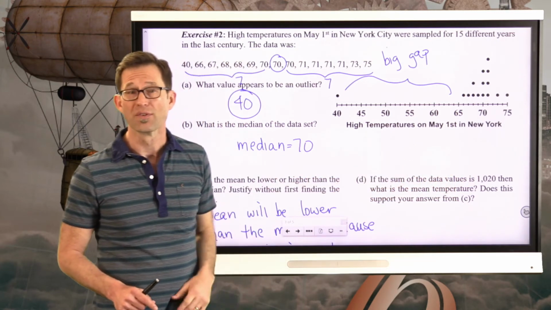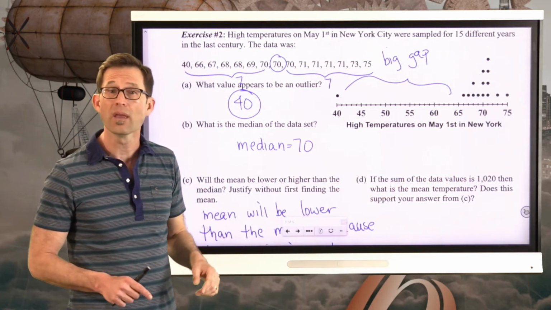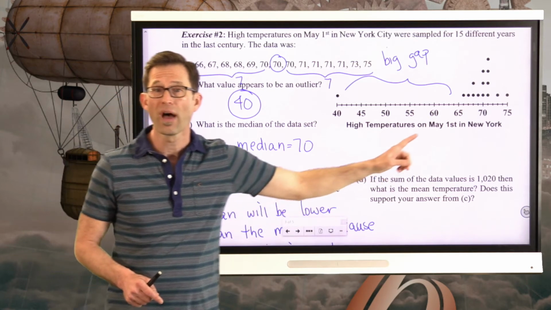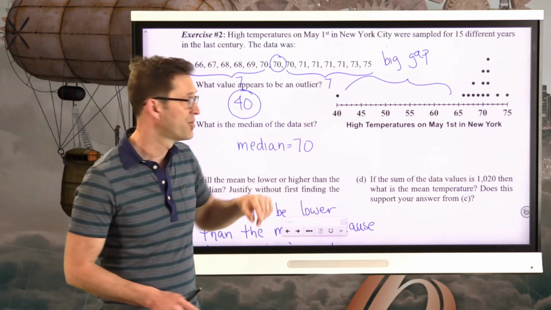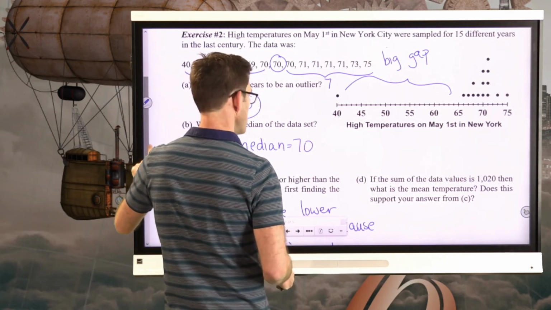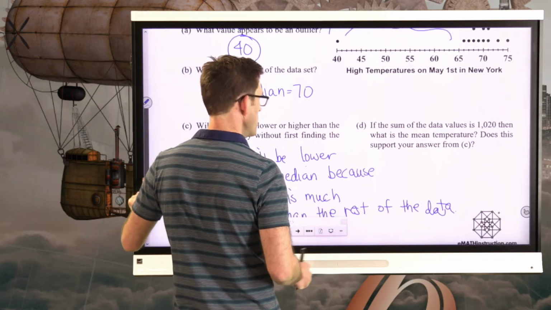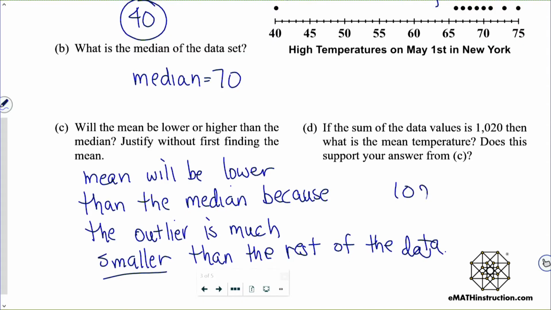Now, since I already know the sum is 1020, to find the mean, all I have to do is divide 1020 by 15. All right? So let me get myself a little bit of room here. 1020 divided by 15. Well, let me see. This is some obnoxious long division, but whatever.